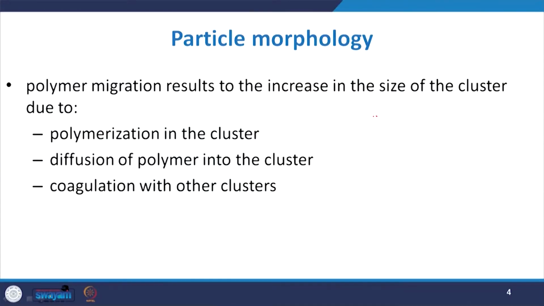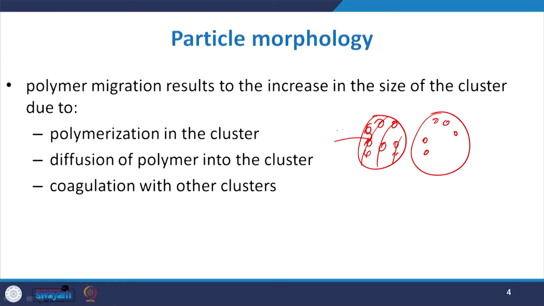Now, this polymer migration results in an increase in the size of the cluster. This may be due to polymerization within the cluster, diffusion of polymer into the cluster, or coagulation with other clusters. Let me give you a brief outline of this, because we have formed one hollow network where the things are attached, and then there was a starting of polymerization, and this cluster becomes bigger and bigger in size, and then the polymer migration took place.